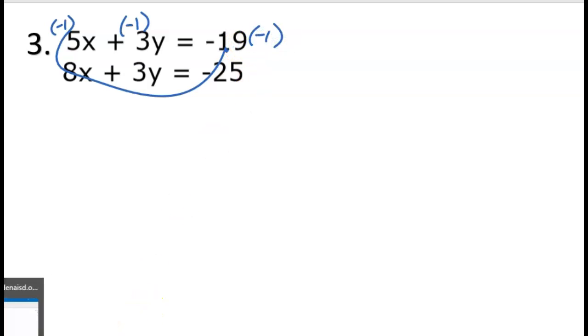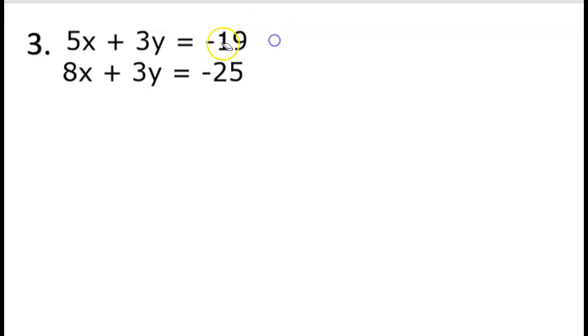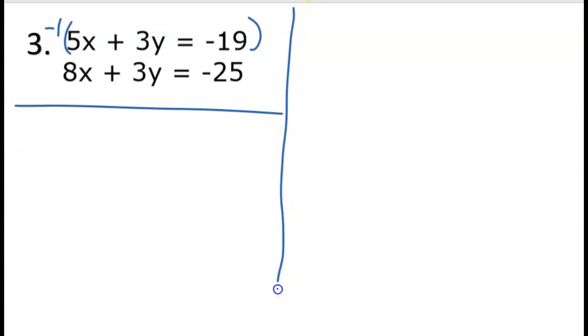Now, sometimes instead of seeing it written down like this, you will see it written down with parentheses around the whole thing and a negative 1. What that means is I'm going to multiply everything by negative 1. It's a little bit neater than writing all those separate negative ones. That's what it means if you have parentheses around the whole thing and a negative 1.